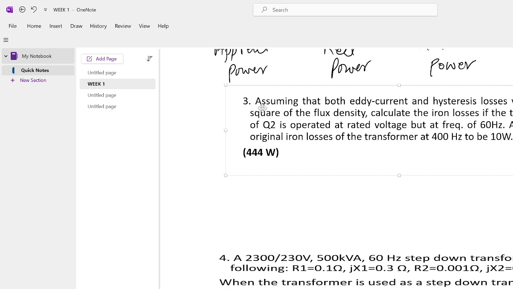The question is: assuming both eddy current and hysteresis losses vary as the square of flux density, calculate the iron losses if the transformer of the previous question is operated at rated voltage but at a frequency of 60 hertz. Assume the original iron loss of the transformer at 400 hertz is 10 watt.